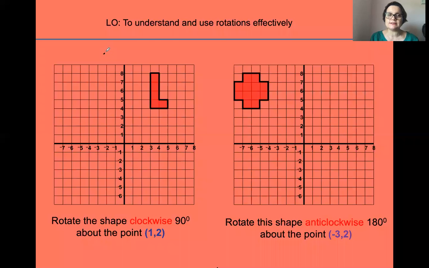So clockwise is going to be this way, 90 degrees about the point 1, 2. So point 1, 2 is going to be right here. As I mentioned in the previous lesson, first thing you do, you join the closest point of the shape with the center of rotation with a straight line. You use rulers, please.